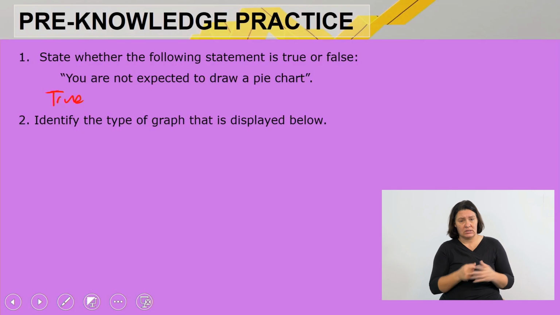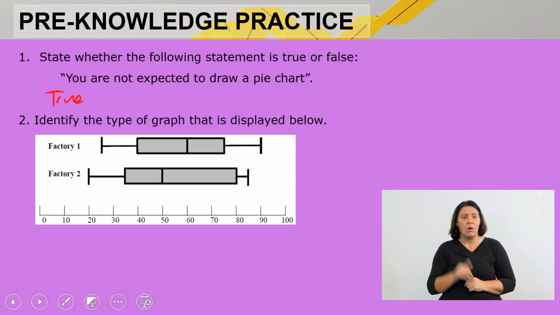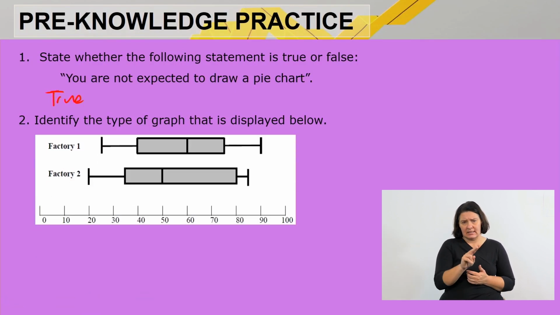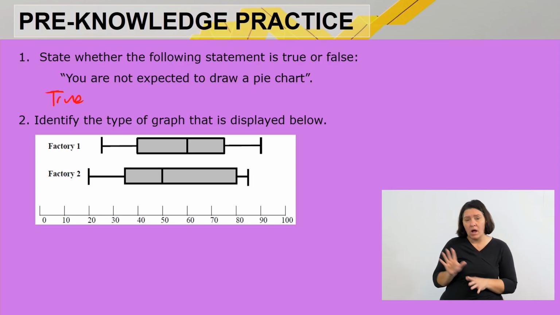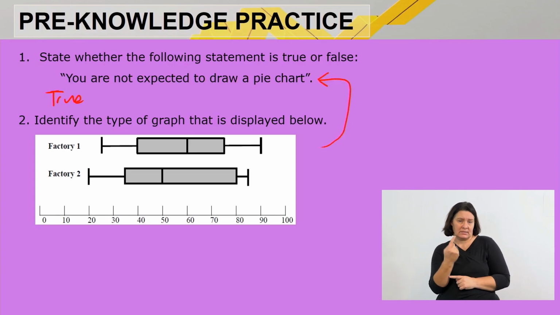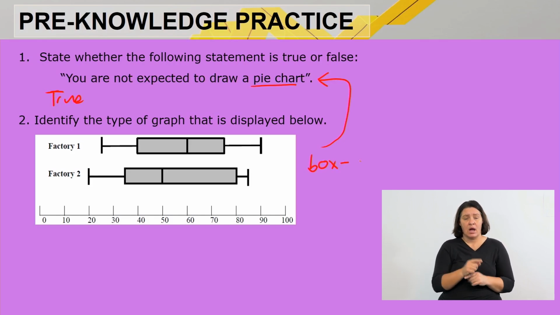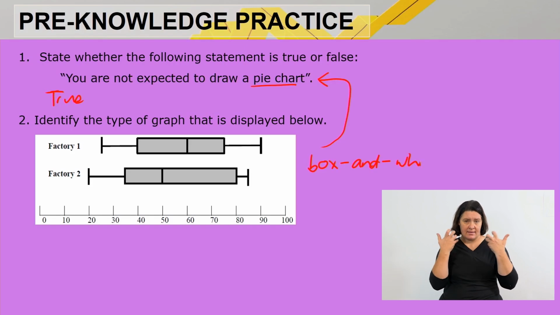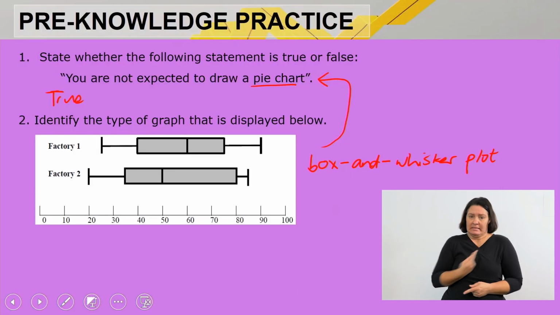Looking now at the second question, it says identify the type of graph that is displayed. Now let's look at the type of graph. When we look at this, we can see this is a box and whisker plot, a box and whisker graph. Now, I also want to connect this to what I've asked you here. Remember pie chart, and let me quickly write it down. This is a box and whisker plot. Now these are the two types of graphs that you are not expected to draw. So please note, you must be able, however, to interpret them.